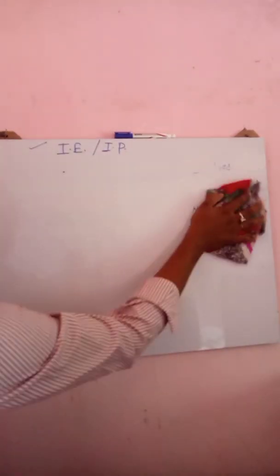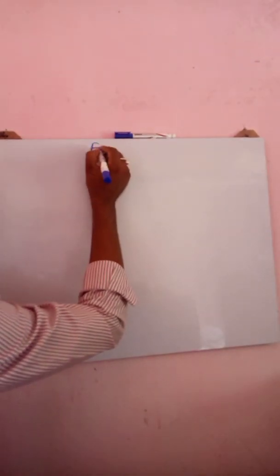Now come to electron affinity. I'm a little bit fast because we have already done this topic. Electron affinity is just the opposite of ionization enthalpy. In case of ionization enthalpy, I told you all it is the amount of energy required to release the electron from the outermost shell of an isolated gaseous atom.